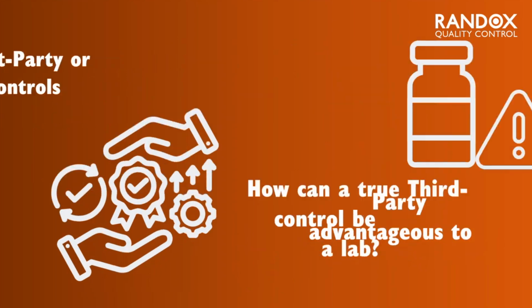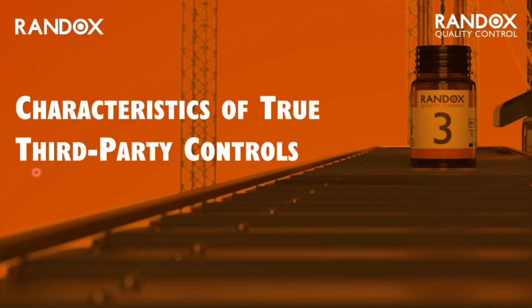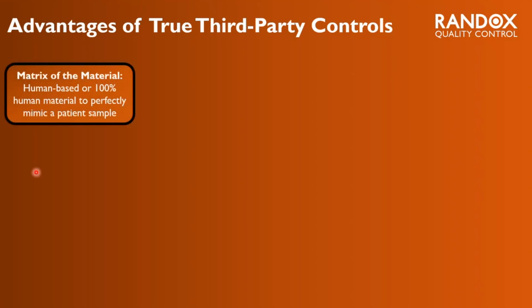Now, let's discuss how a true third-party control can be advantageous to a lab. How do we discuss this? Of course, we're going to look at the characteristics of true third-party controls in this section. The matrix used in third-party controls is either going to be human-based in the case of Acusera, or it's going to be 100% human serum to perfectly mimic the patient sample.